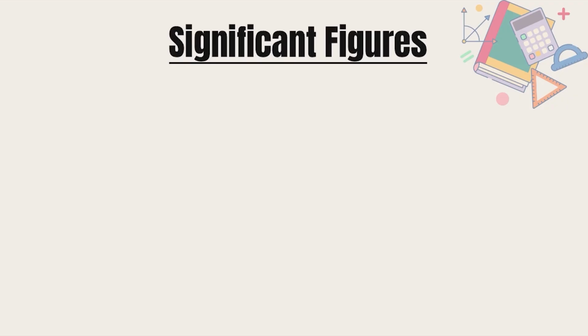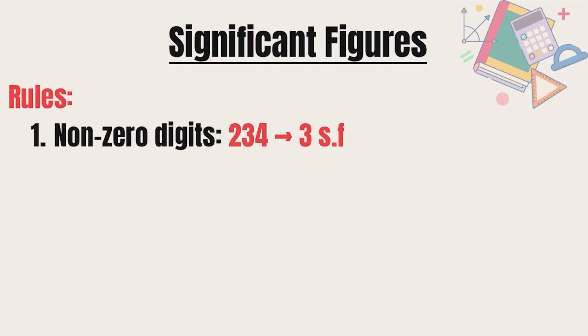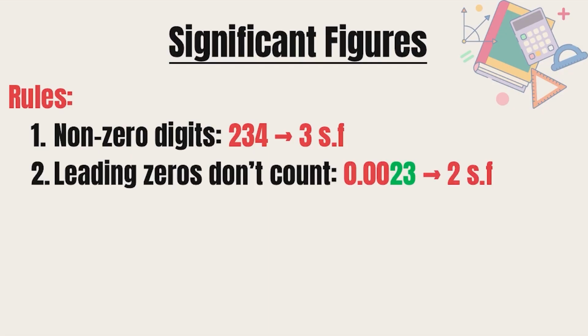Here are 4 main rules for determining significant figures. Rule 1. Non-zero digits are significant. In the example 2, 3, 4, we have 3 significant figures. Rule 2. Leading zeros don't count. That is to say, leading zeros are not significant. In the example 0.0023, we have just 2 significant figures, which is 2 and 3.